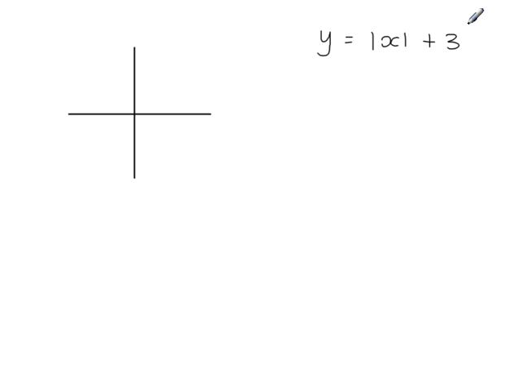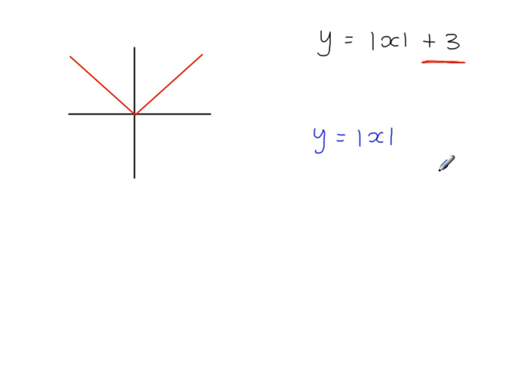To sketch this graph, what we should do is start off with the graph of y is equal to the modulus of x. And that just gives us that graph. And then we can think, well, that plus 3 is separate to that modulus part here. The plus 3 is a transformation that you're going to apply to this graph. And the transformation is 3 units in the positive y direction.